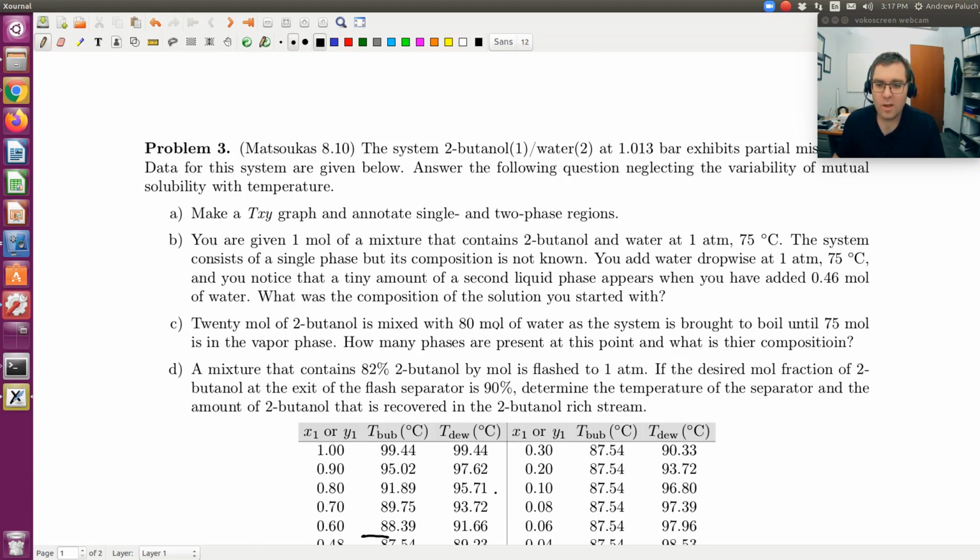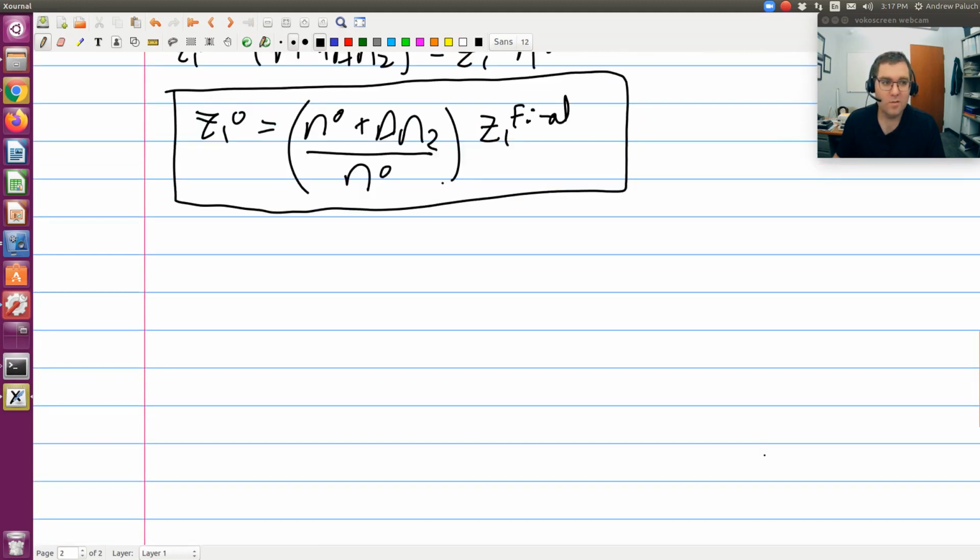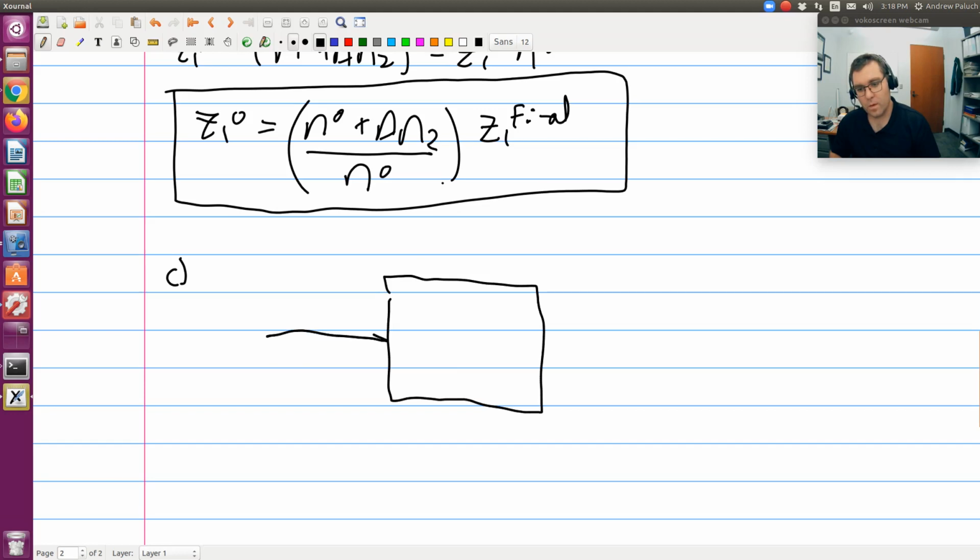From there, it's essentially just a lever rule problem, because we're given that V is 75, so essentially V over F is 0.75. So 75% of my system is vaporized. And so what you're going to have to do is solve your equilibrium expression and mole balance simultaneously. So I think this is C. Essentially we're going to have a flash problem where Z1 was 0.2, and F was equal to 100 moles.